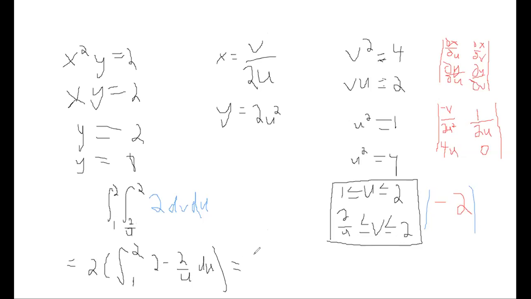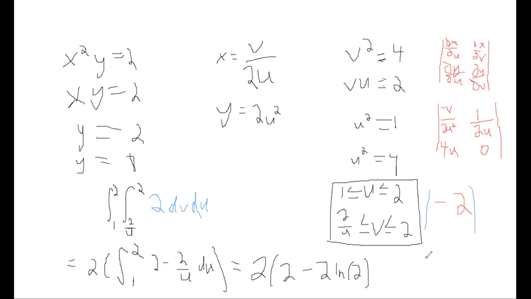And then obviously, I can factor out another 2 if I want. But this is going to end up being just 2 times, and now we just go, hey, 2u is just going to be 2 times 2 is 4 minus 2 times 1 is 2, so just 2. And then here this is going to be minus 2 ln of u, but that's just going to be minus 2 ln of 2.